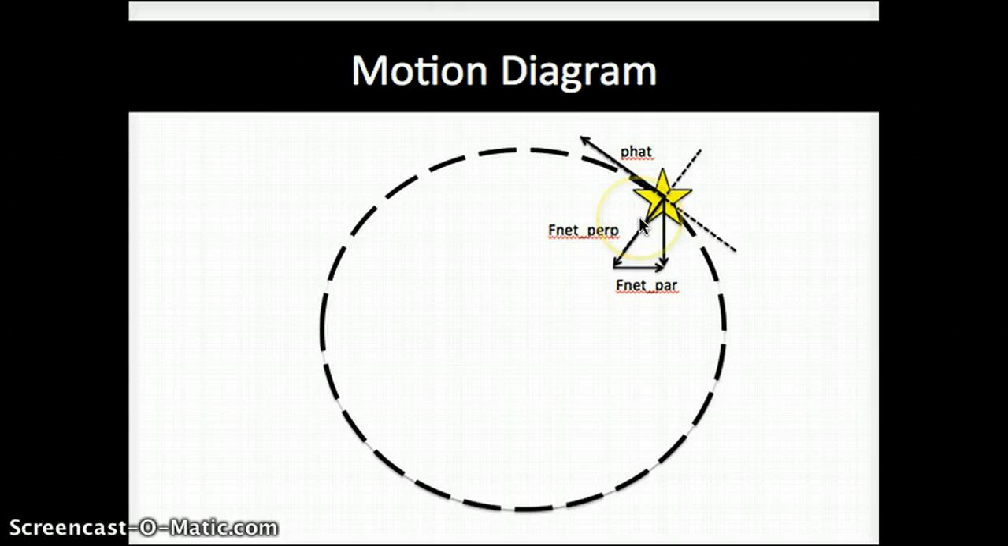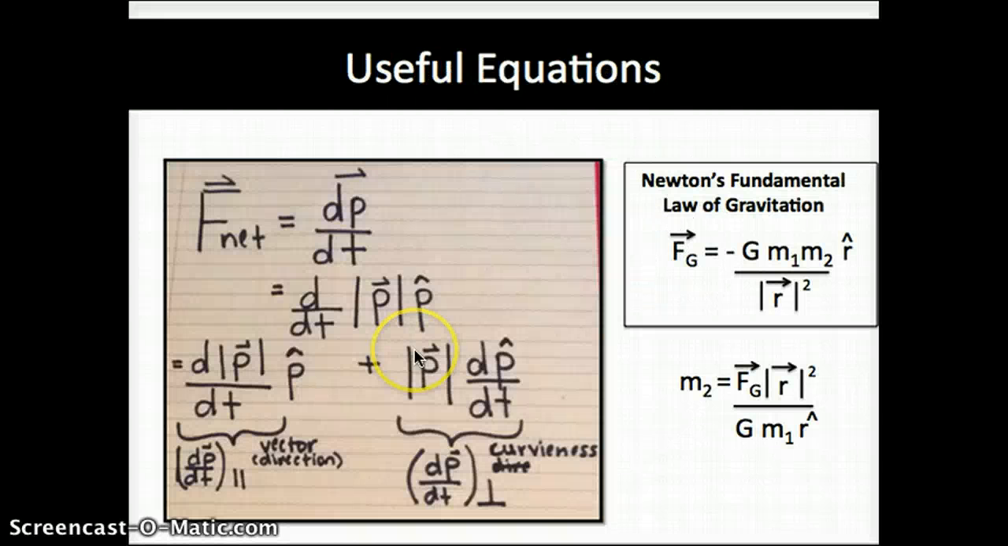Newton's second law tells us that changes in speed are caused by non-zero net forces acting in the parallel component, and changes in direction such as curving are caused by non-zero net forces acting in the perpendicular component. Now the last thing we should consider before moving to our program are useful equations to note: the net force and momentum in the perpendicular direction.